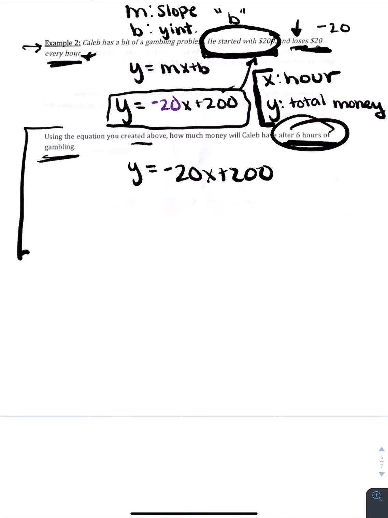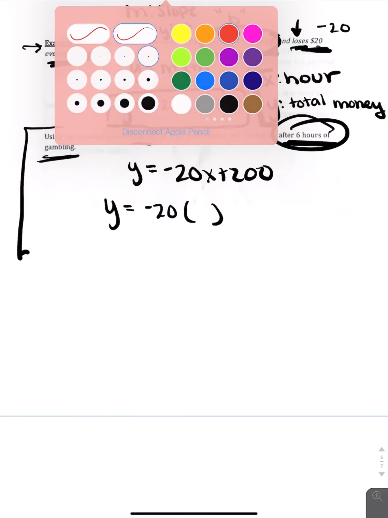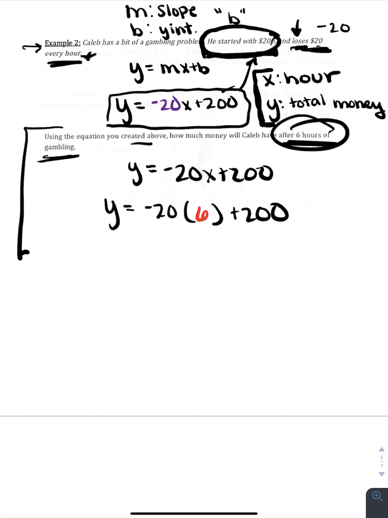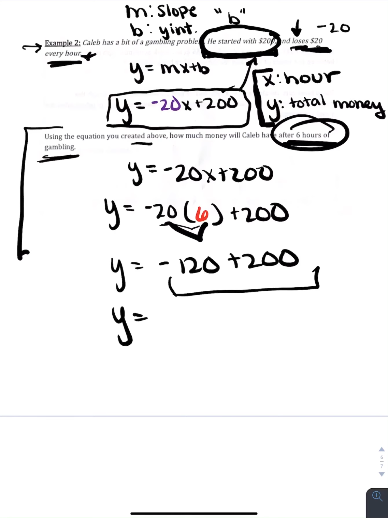So what you can do is you can actually just plug in the 6 hours in for your x. So I'm going to do y equals negative 20, but instead of x, that's where I'm going to go ahead and plug in 6, because this is 6 hours. So this is like saying he loses 20 bucks every hour, but he's playing for 6 hours, but he started with 200. So let's go ahead and multiply these. Negative 20 times 6, y equals, that should be negative 120 plus 200. And then I'm going to go ahead and just combine these. Negative 120 plus 200 should be 80, positive 80.